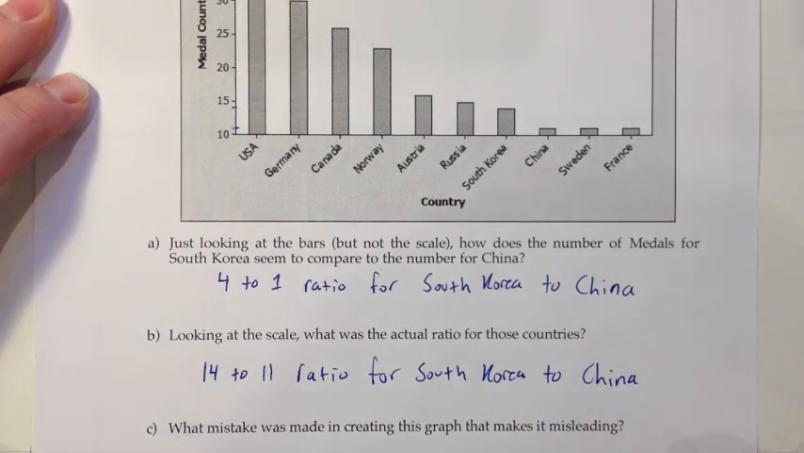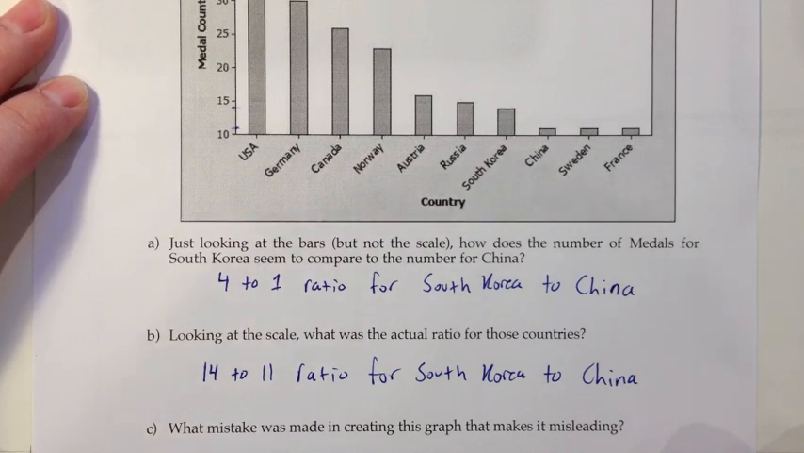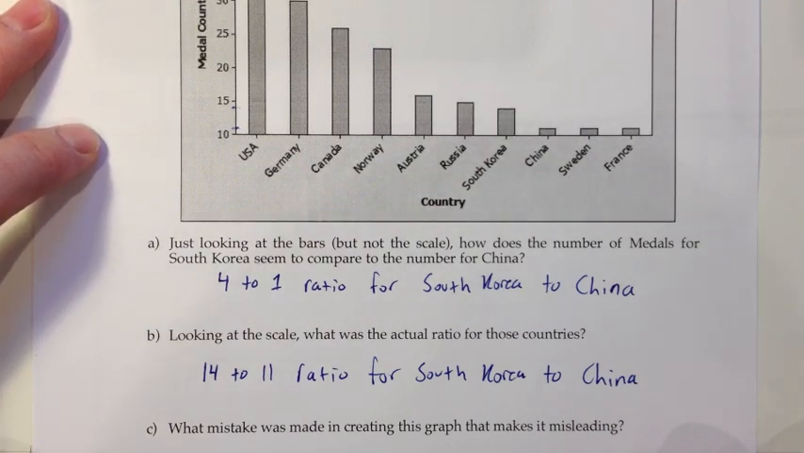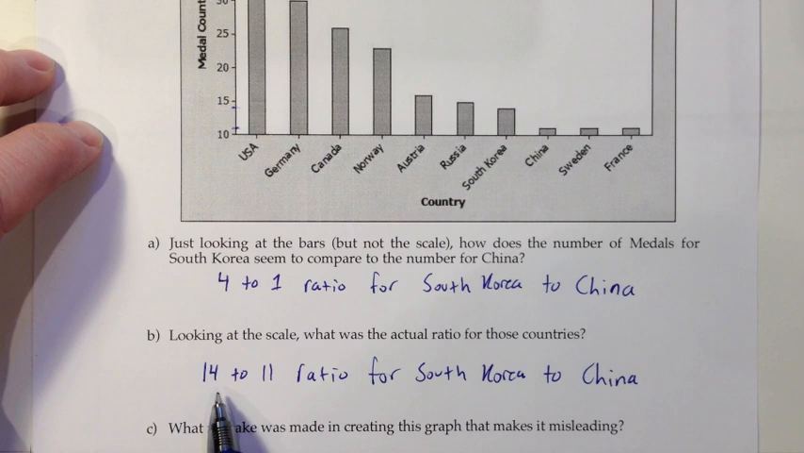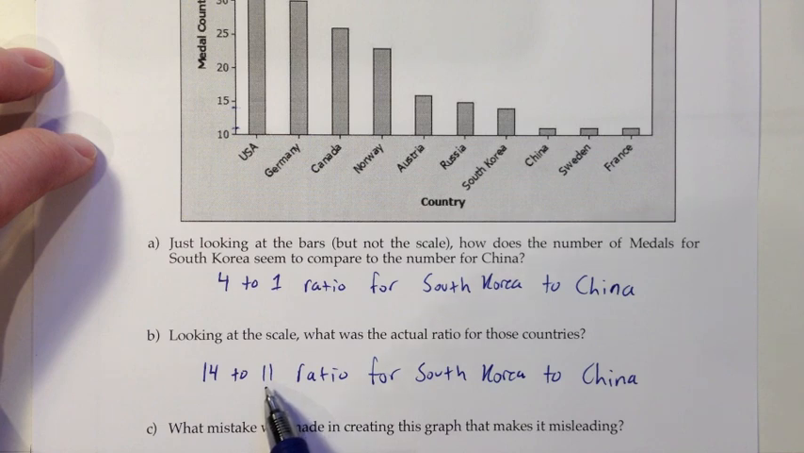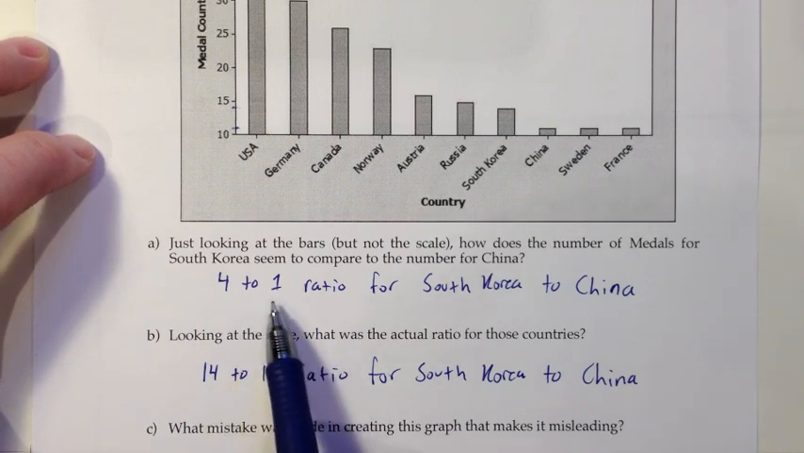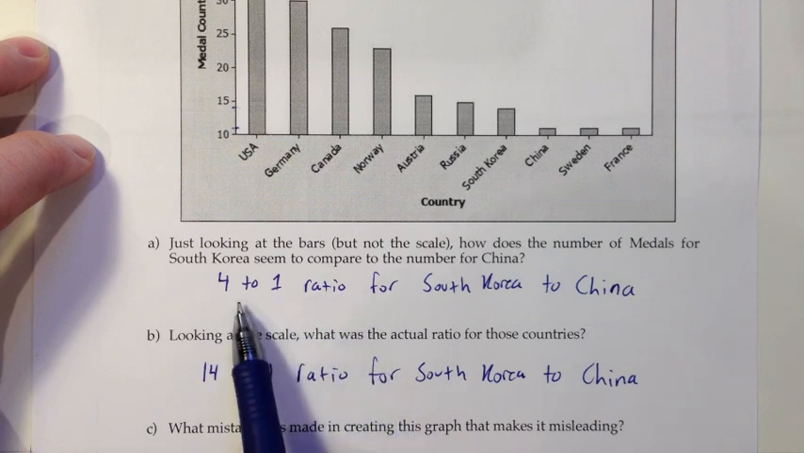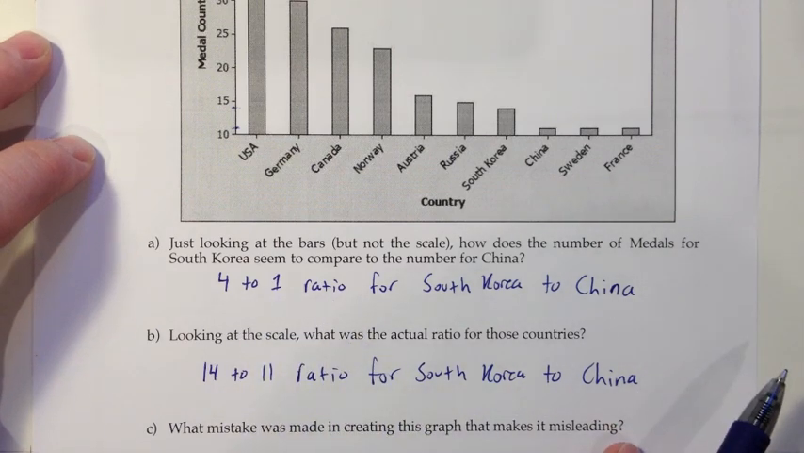So if we just looked at it visually like we did in Part A, then I would say that this is pretty misleading because it looks like there were 4 times as many medals for South Korea as there was for China. But when you look at it based on the scale, it looks like there was actually 14 to 11, which is nowhere near 4 times as many medals. So if China has 11 and South Korea really had 4 times as many, they would need to have 44, not 14. So why is it that we got so confused on the visual? Why did it look like 4 times as many medals for South Korea?